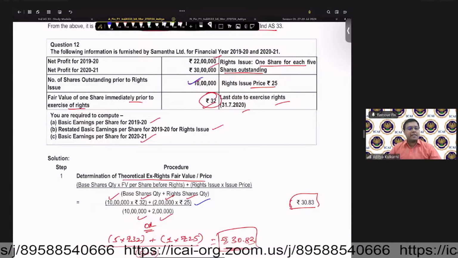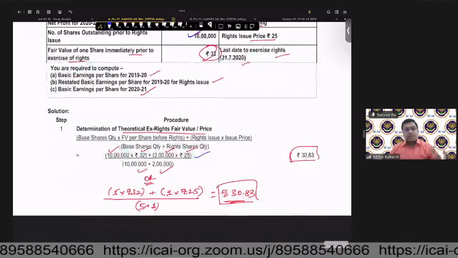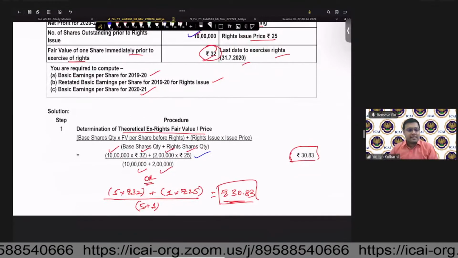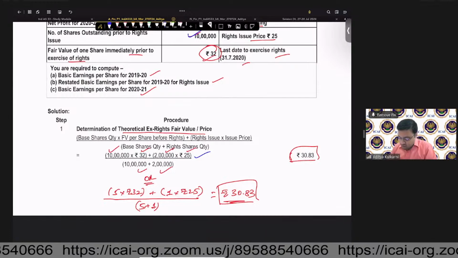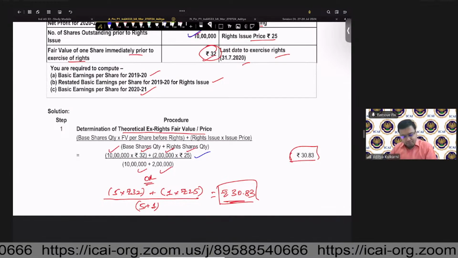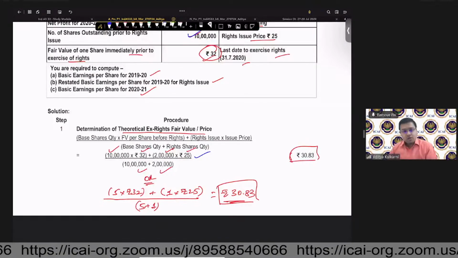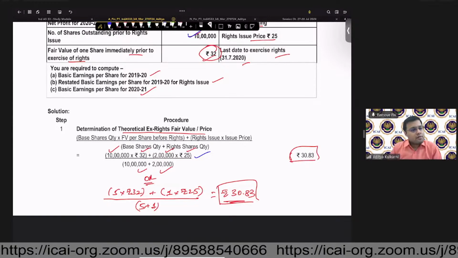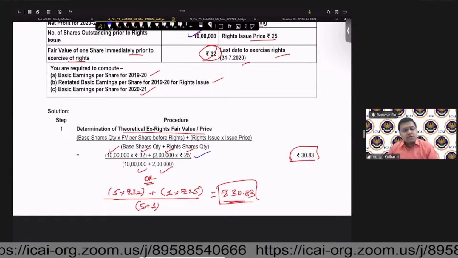What will be the price of that share thereafter is the calculation that the standard requires. Okay, I got it, sir. So it's a calculation for the ex-rights stage. It's not the value before the rights issue. No, it is not before rights.